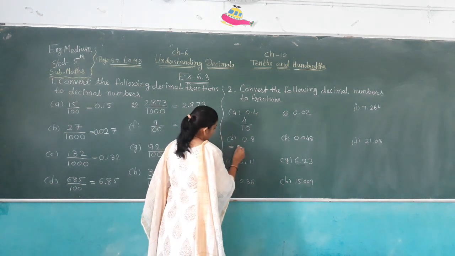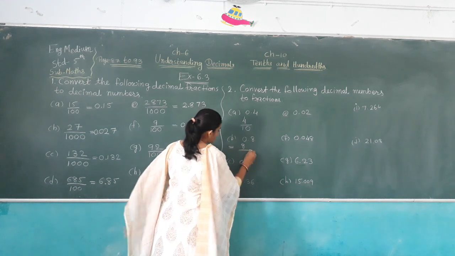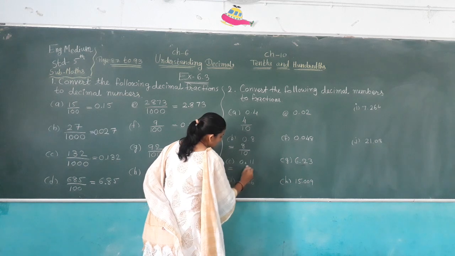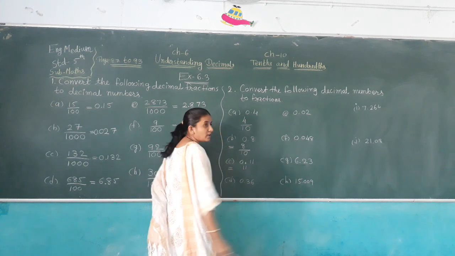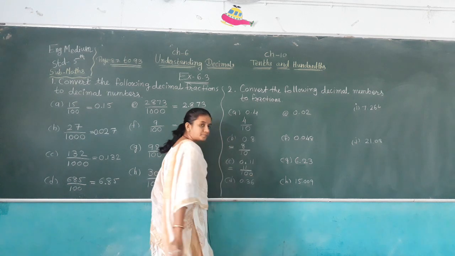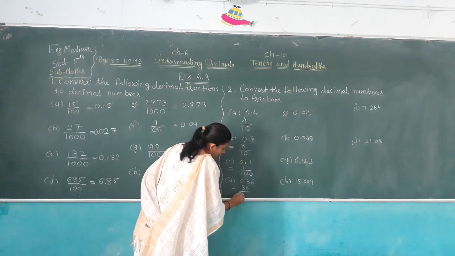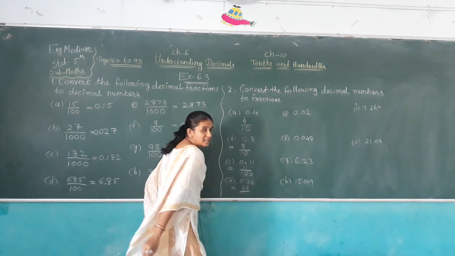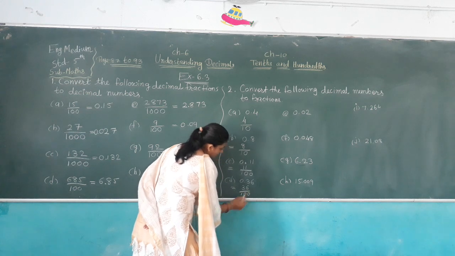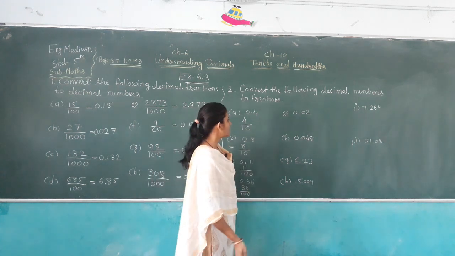B. First write 8. After the point there is 1 digit, so downside only 10. Then first write 11. After the point there are 2 digits, so write 100. Next one, 36. First write it. After the point there are 2 places, 2 digits, so keep 1 and after it 2 zeros. It makes 136 out of 100.